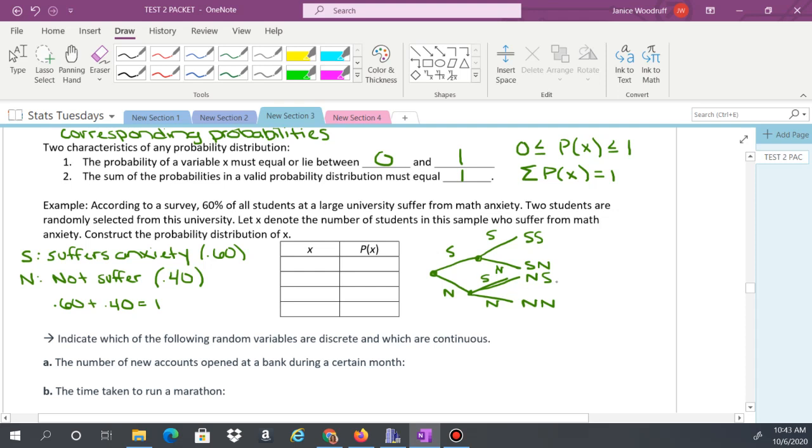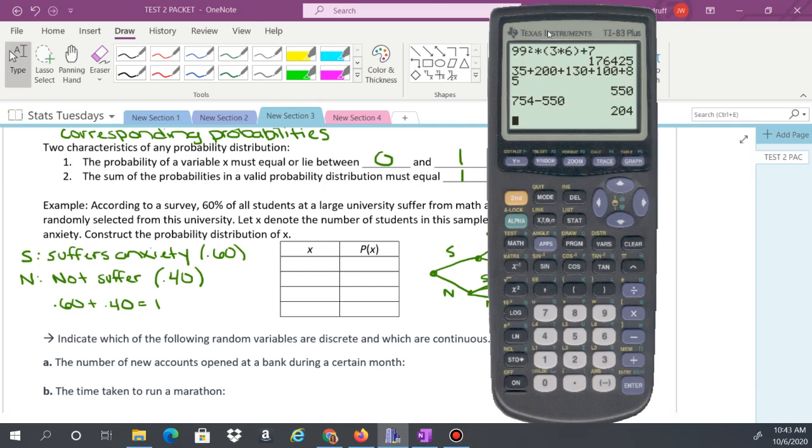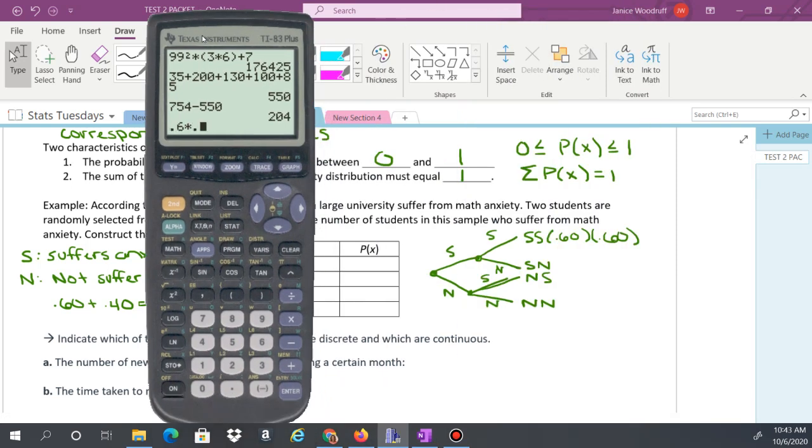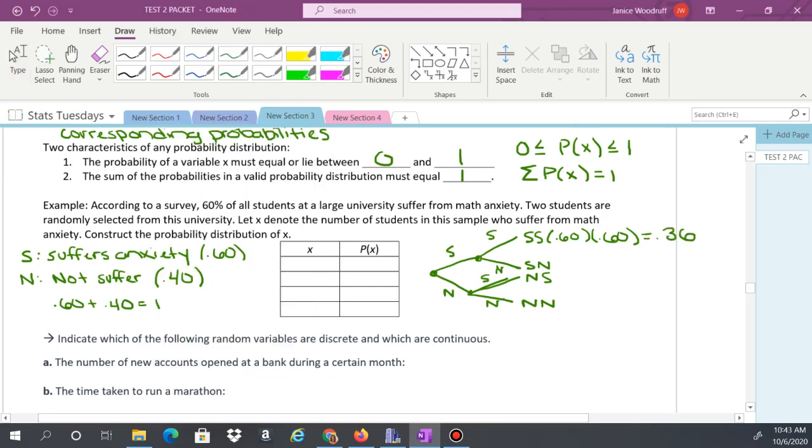Now we want to find the probabilities. So we have the probabilities. Okay, this is joint probability, so we're just going to multiply them. So suffer, suffer would just be 0.60 times 0.60. So that would give us 0.36. Okay, then we can fill this in. So first one, suffer, suffer, the probability would be 0.36. Then you have suffer, which would be a probability of 0.60, and not suffer, which would be a probability of 0.40. And that should give you a 0.24.